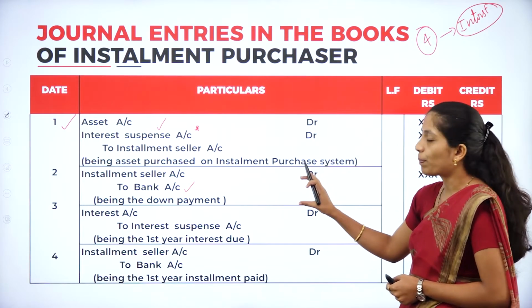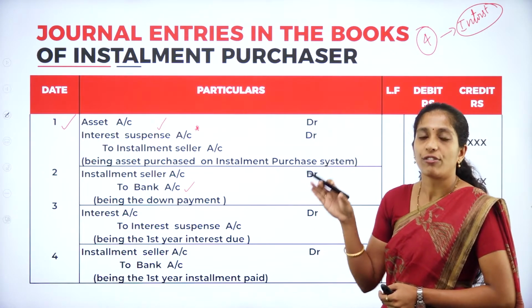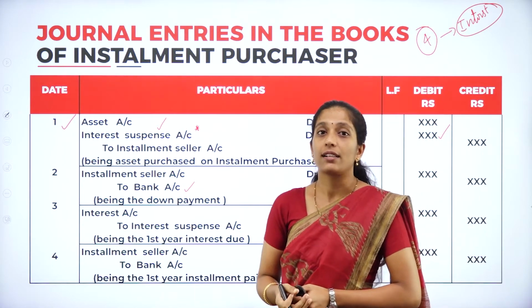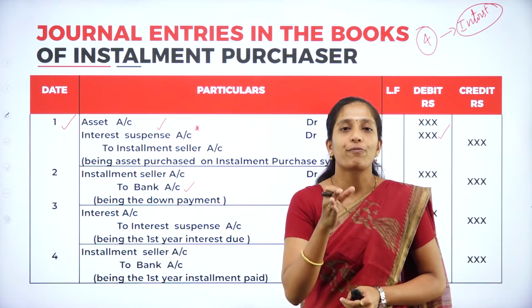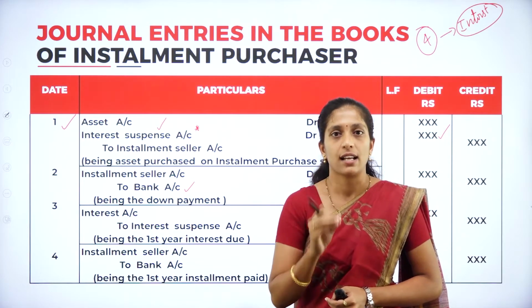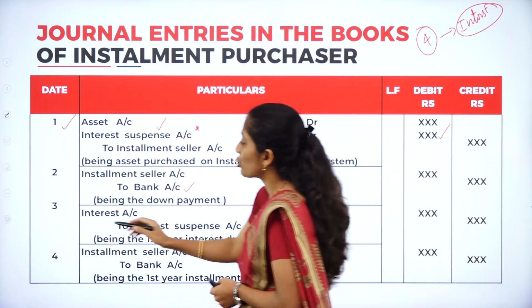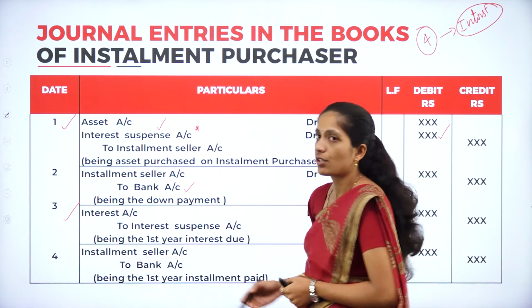That is, the down payment is nothing but the amount paid on the date of agreement. So the amount paid is known as what? Down payment. That is a percentage of the cash price, known as down payment. And the third entry is, as usual, for interest due. So what is the entry?